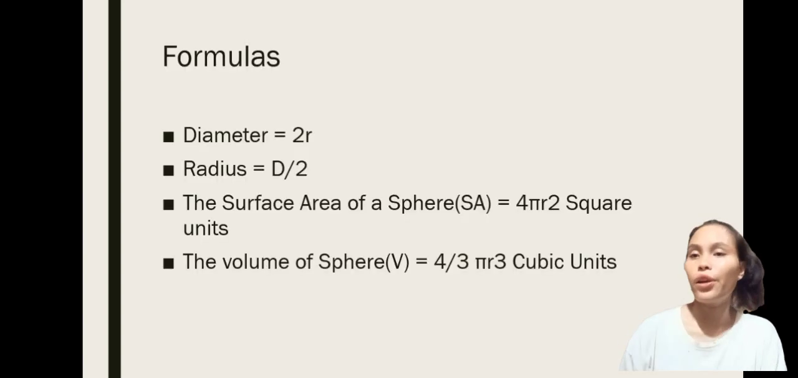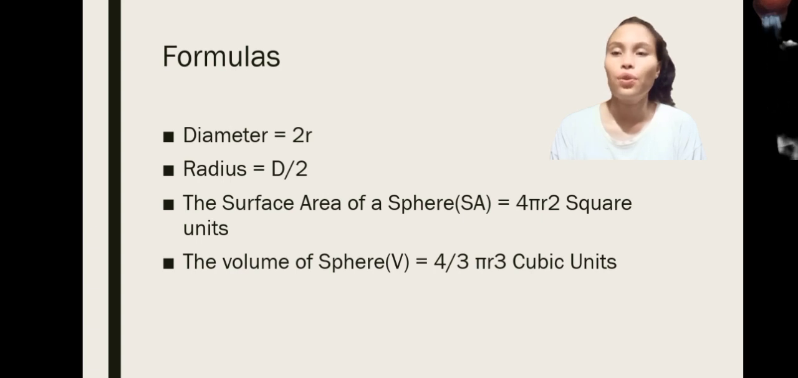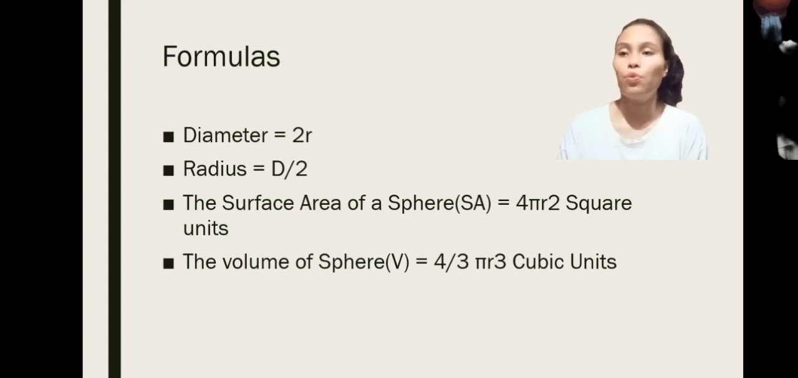So here are the formulas of the sphere. The diameter is 2 times r, or radius. Then when we find the radius, it is diameter over 2. The surface area of a sphere is 4 times pi times r squared, in square units. The volume of a sphere is 4 over 3 times pi times r cubed, in cubic units.